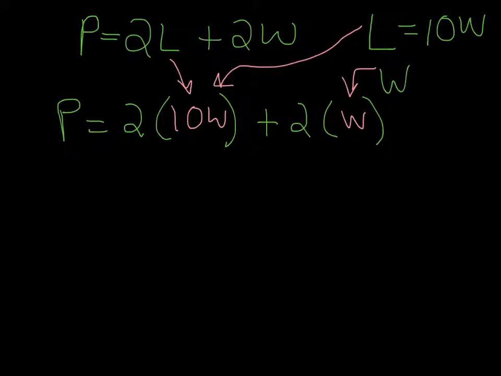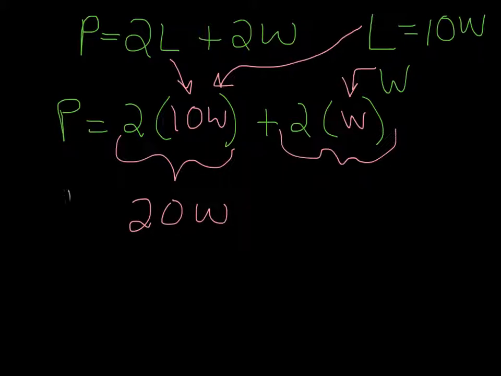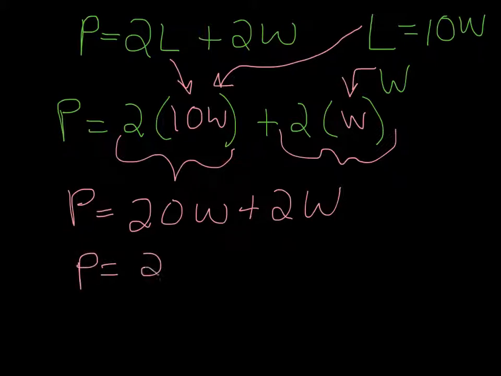So far so good. Okay, PEMDAS says we must multiply before we add. This gives us 20W plus 2W. 20 widths plus 2 widths equals 22 width. Oh, and I forgot to put my P, which is 66.